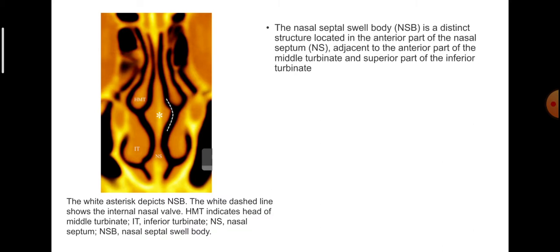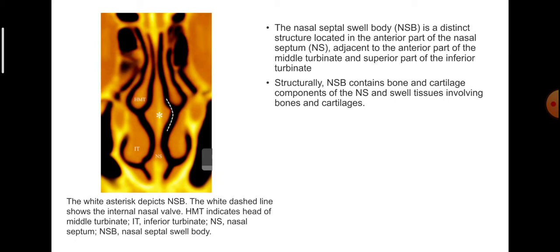The swell body of the nasal septum is a distinct structure located in the anterior part of the nasal septum, adjacent to the anterior part of the middle turbinate, and the superior part of the inferior turbinate. Structurally, it contains bone and cartilage components of the nasal septum and swell tissues involving bones and cartilage.